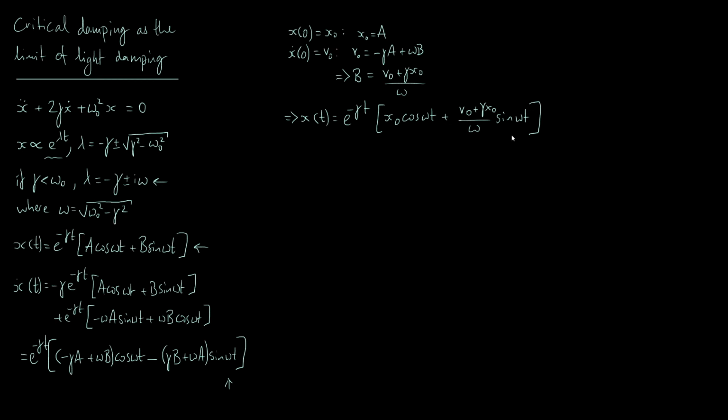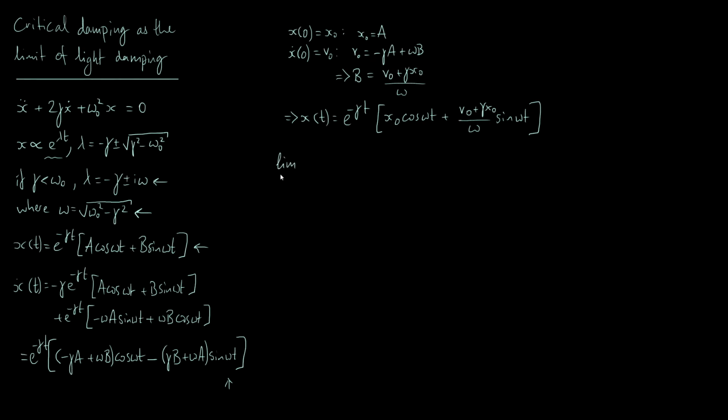Okay, now let's take the limit of this. So remember that critical damping is what you get when gamma is equal to omega naught, and then the solution has to take a slightly different form. And so gamma being equal to omega naught is the same thing as omega going to 0, right? Because if you look back at this expression for omega that we had initially, omega is the square root of omega naught squared minus gamma squared. So as we approach the critical case, omega tends to 0, right? Because omega naught and gamma are equal in the critical case. So if we want to take the limit of this solution, as omega goes to 0, let's write that out.